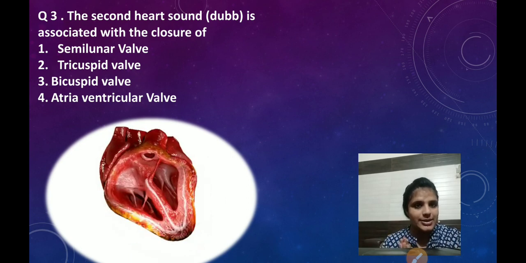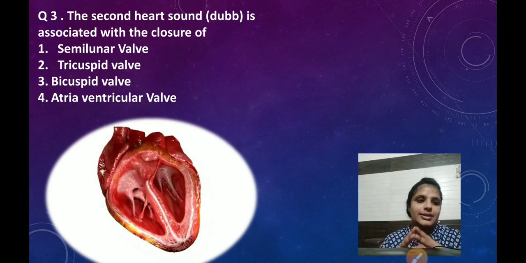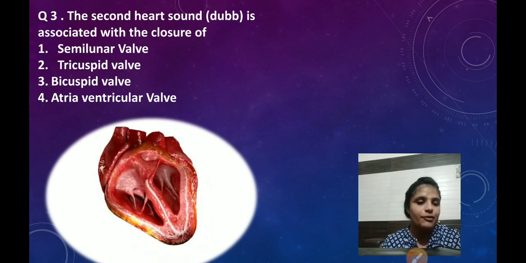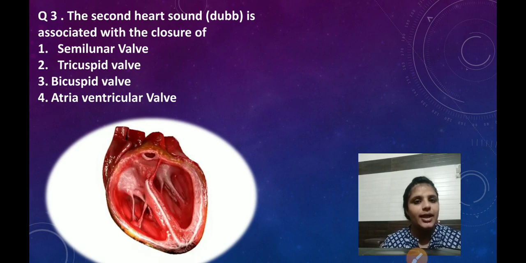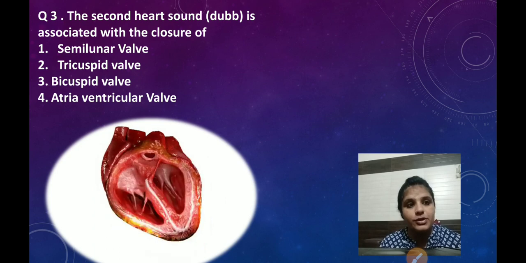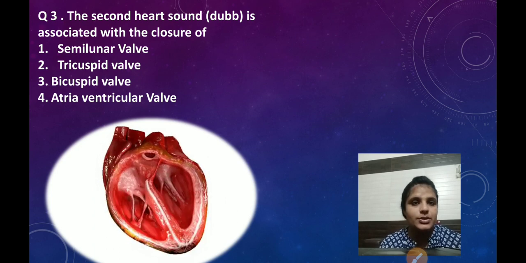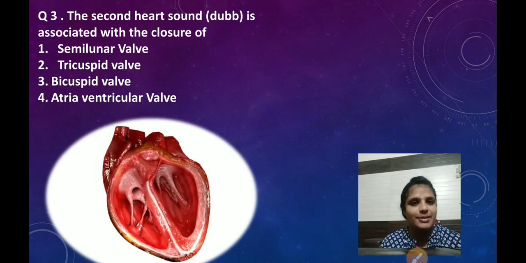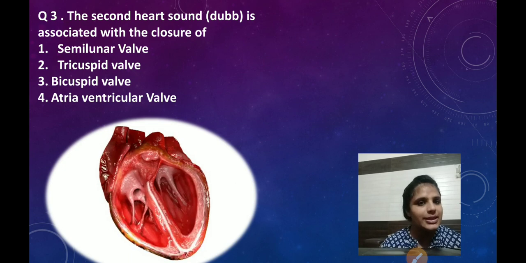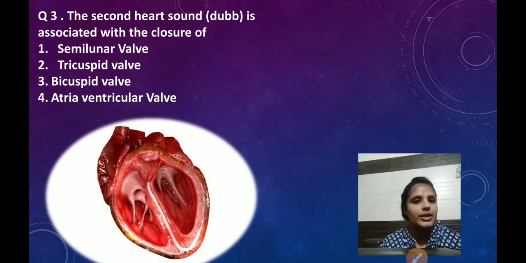Again, try to understand it. Dub sound is a sound at the time of ventricular diastole. At the time of ventricular diastole, tricuspid and bicuspid valves are open. And which valve is closed? Semilunar valve is closed. The valve closed is the semilunar valve. So the right answer is semilunar valve. And you can see how it is showing diastolic and systolic condition.